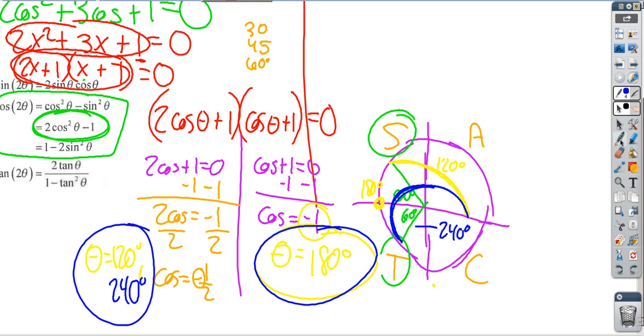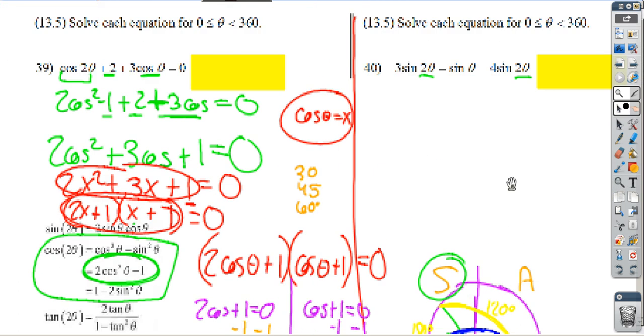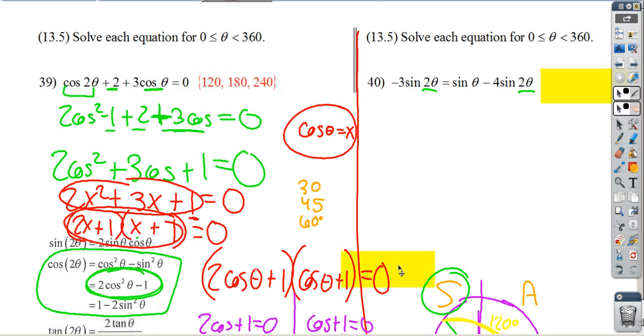You could take cosine of 120, you could plug that in a calculator and you'll get negative 1/2. Or you could plug in 240, you'll get negative 1/2. So you have a calculator on this part, so you should be able to check it that way. So 120, 180, and 240. Let's check to see if we did that right. 120, 180, 240. There it is.